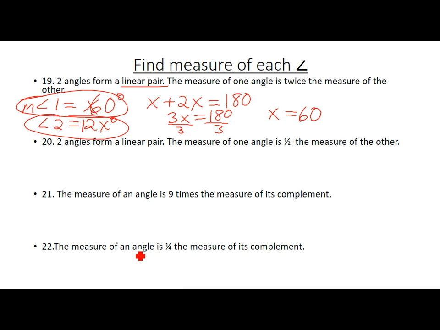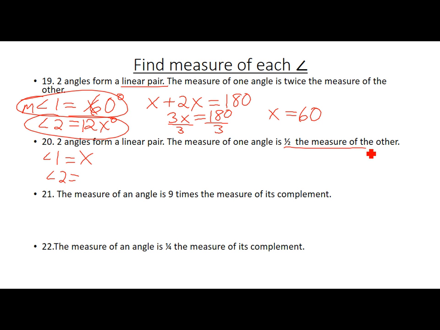Second one, two angles form a linear pair. The measure of one angle is half the measure of the other. Same idea. You're going to do this. Angle 1, angle 2. What are we going to let angle 1 be? X. X again. This time they explain the other one to us. What do they say about the other one? It's half of it, right?